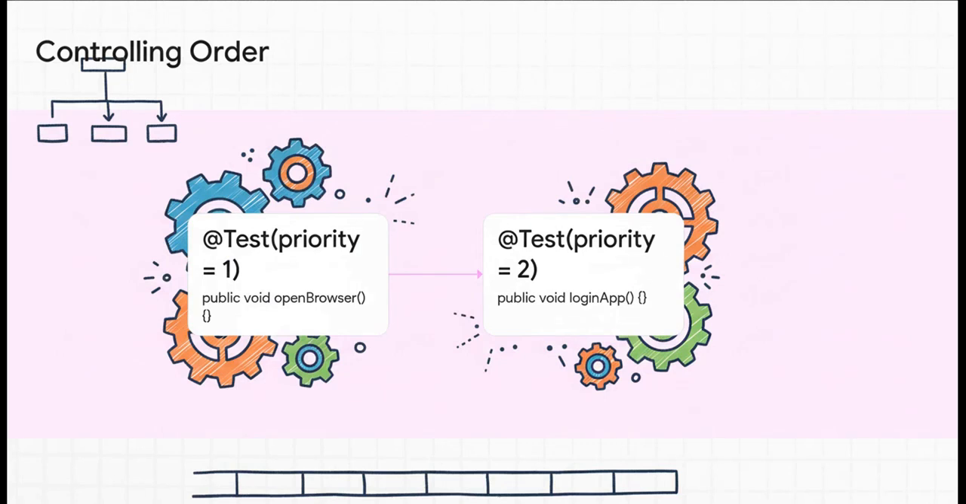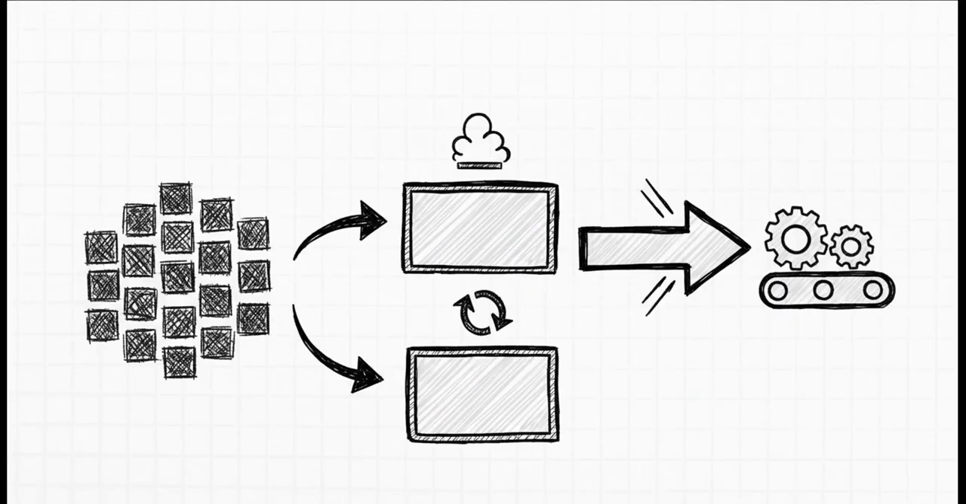Now, this is where you really start to take control. By default, TestNG just runs your tests alphabetically, which can be total chaos, right? But with this little priority attribute, you get to dictate the exact sequence. This ensures a critical step like logging in always runs after the browser has opened. It's such a simple way to enforce a logical workflow. And it gets even better.